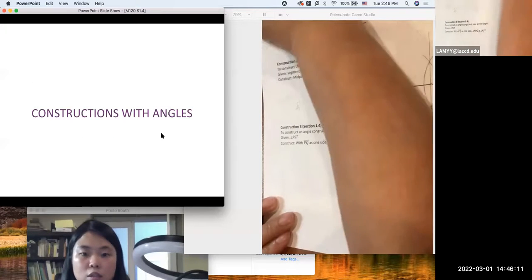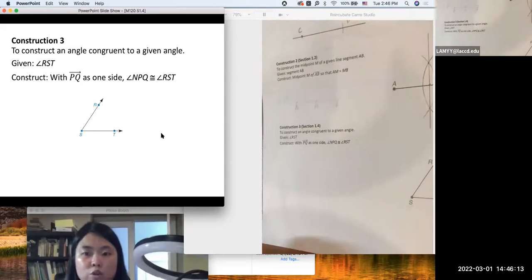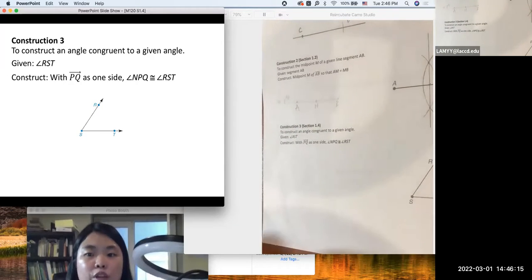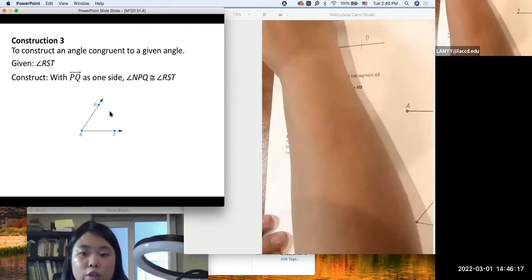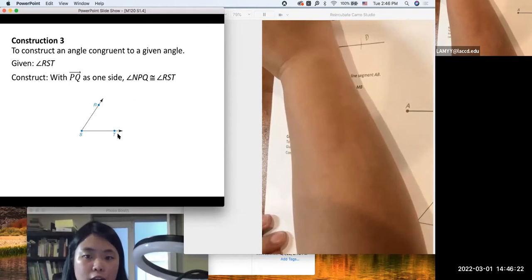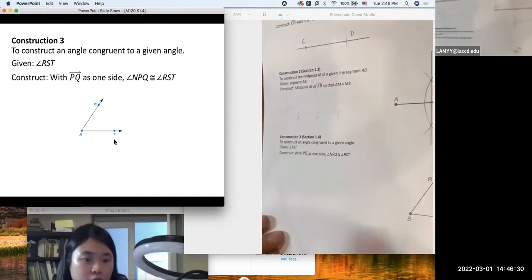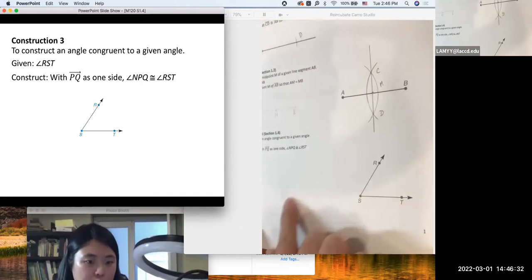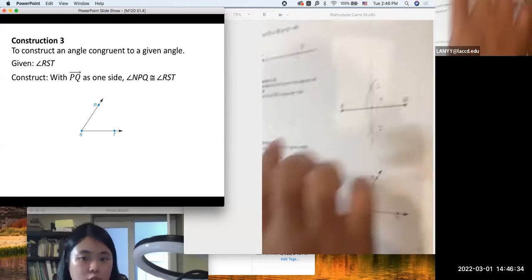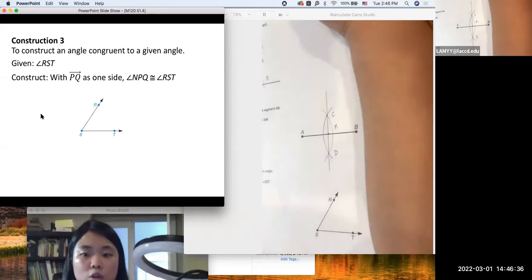Okay, let's see. To construct an angle congruent to a given angle. So we have the angle here, RST, right? I want you guys to construct another angle called NPQ, okay, NPQ. And NPQ should be congruent to RST. Okay, so we have this one, we want to draw exactly the same thing here. The angle is gonna be congruent. So look at my steps.